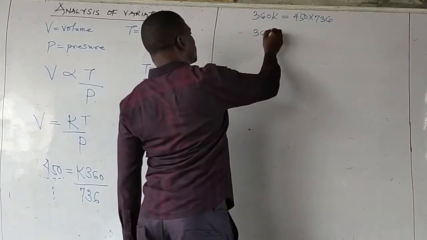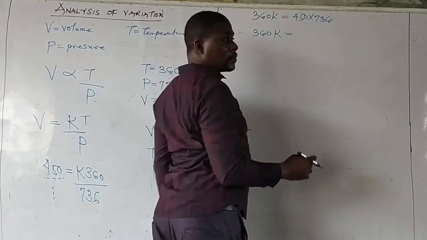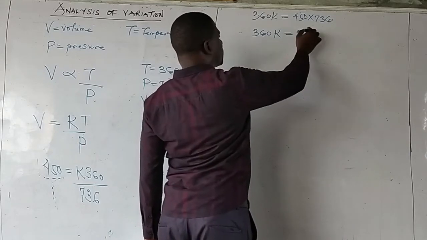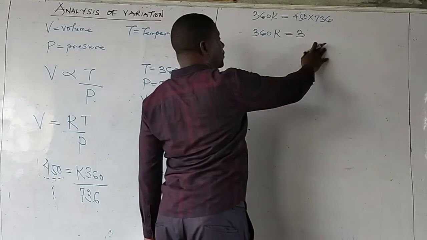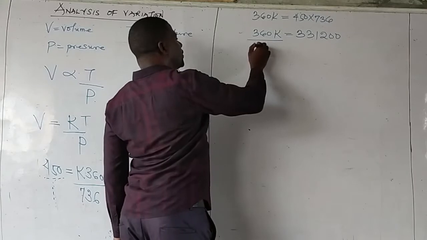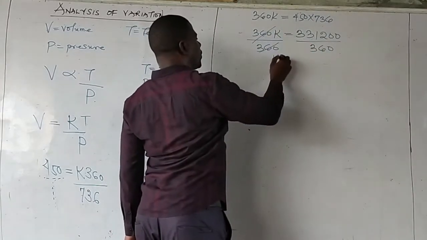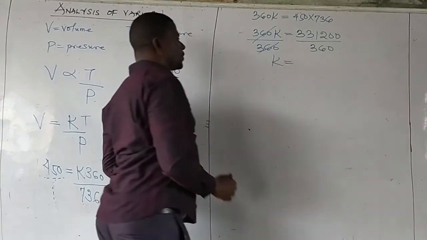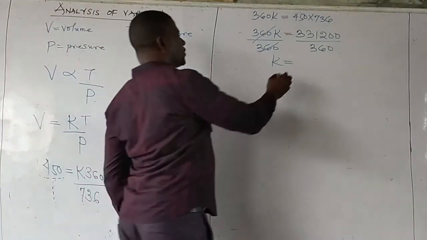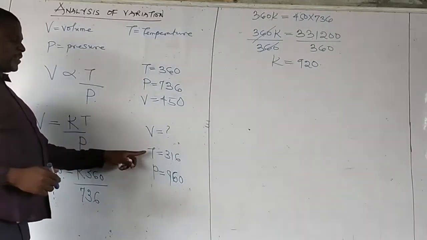What would that give me? 331,200. Like this. So to get your K, you divide by 360. So this cancels, the K will be equal to what? 920.